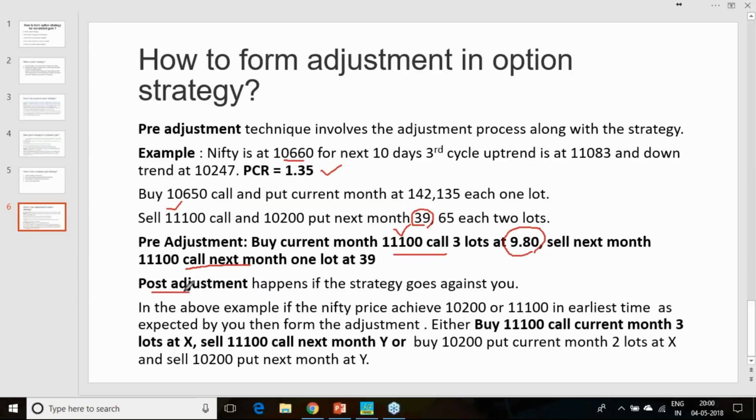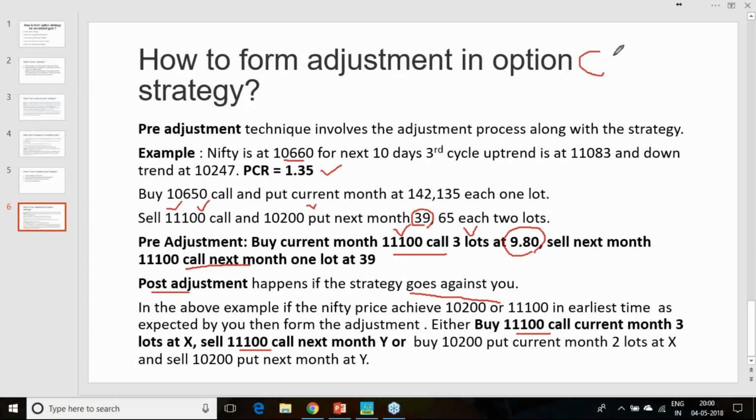Once the strategy goes against you, then you have to initiate the post adjustment, or else you do not have to initiate. Suppose it has come to 11,100 or it has come to 10,200. At that particular time, you initiate a similar kind of action. You are buying the 11,100 call option of the current month and selling the 11,100 call option of the next month. So you can do this in the post adjustment, or you can book a loss and come out also. So these are the very basic principles of adjustment.